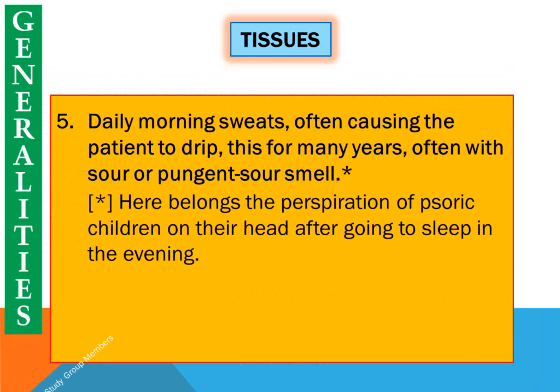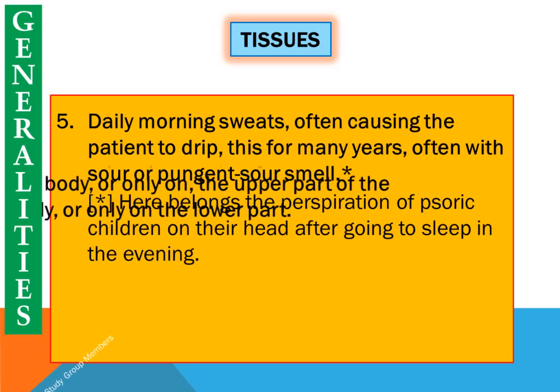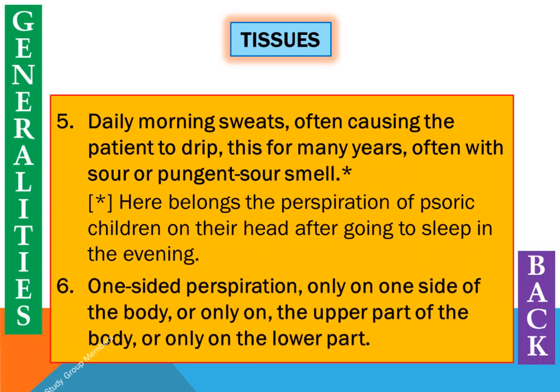Daily morning sweats, often causing a patient to drip so much sweat that there is dripping for many years, often with a sour or pungent sour smell. Then here belongs the perspiration of psoric children on their head after going to sleep in the evening. This is a psoric symptom which is found in calcarea carb also. One-sided sweat only on one side of the body, or only on the upper part of the body, or only in the lower part. So that is localized sweat, and generalized sweat also is seen.